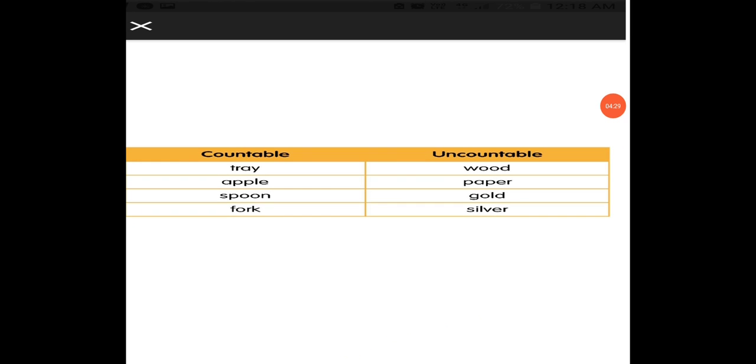So next one, countable and uncountable. Tray is countable, apple is also countable, spoon is countable and fork is also countable. Uncountable: wood, paper, gold and silver, they are uncountable and they are also material nouns. Okay students, I hope it is clear to you.